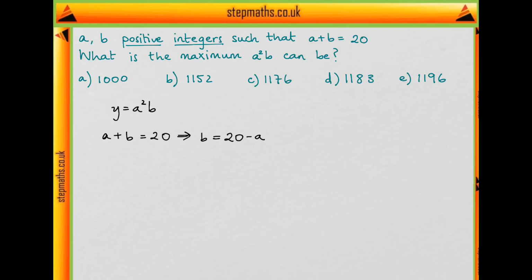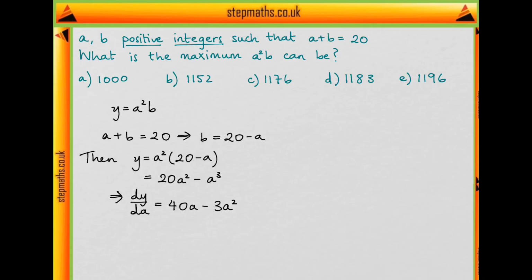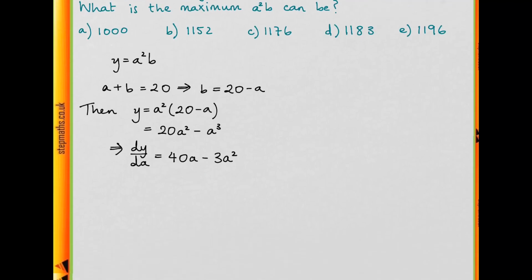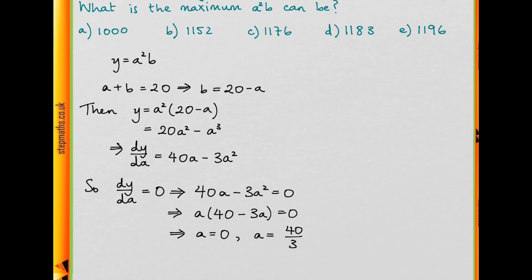Okay, so say we write b in terms of a. Rearranging this for b will give us that b is equal to 20 minus a. Putting this in for b in y will give us that y is a squared times 20 minus a, and I'll just expand it out so it's easier to differentiate later. Now if we differentiate with respect to a, the derivative is equal to 40a minus 3a squared, and setting this equal to 0 to find the stationary points gives that a is 0 or a is 40 over 3.